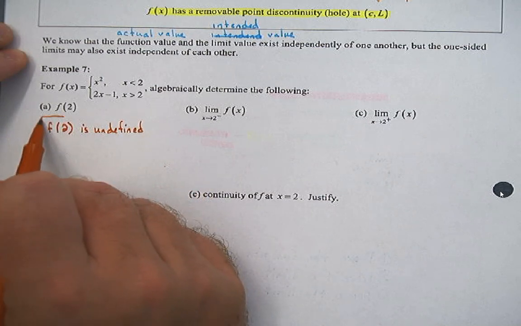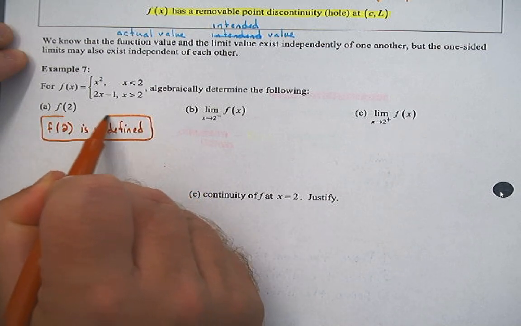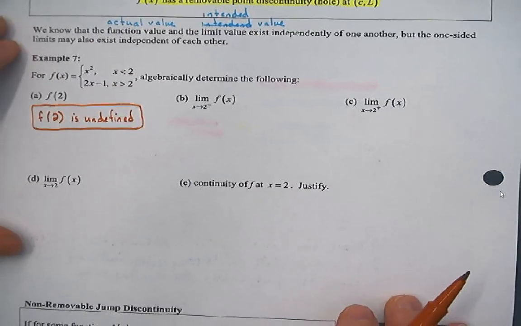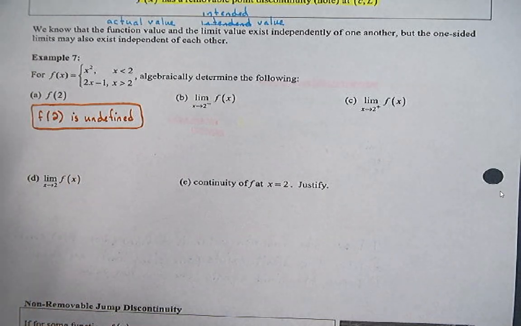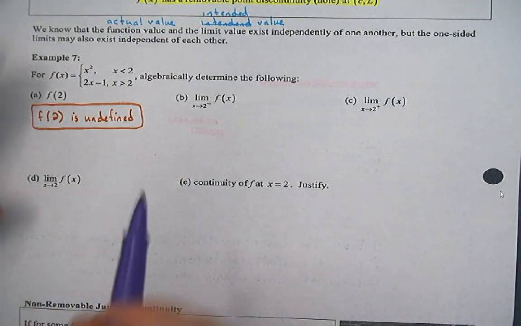If I was trying to figure out continuity, I could already say that this is not going to be a continuous function at x equals 2. Now, what's the limit of the function as x approaches 2 from the left? Now, this gets kind of interesting.